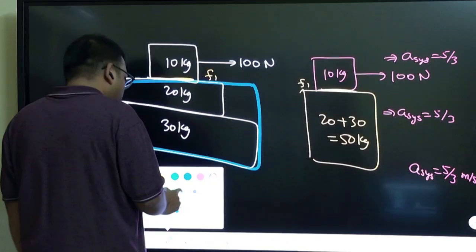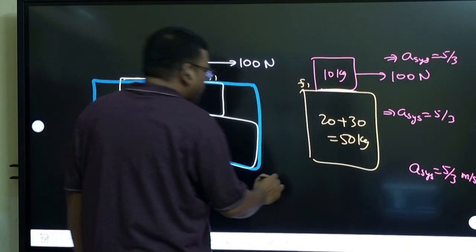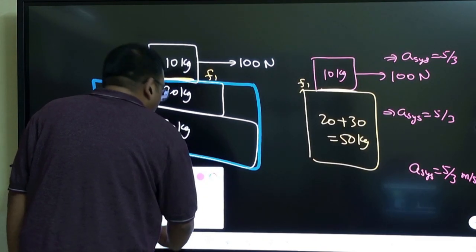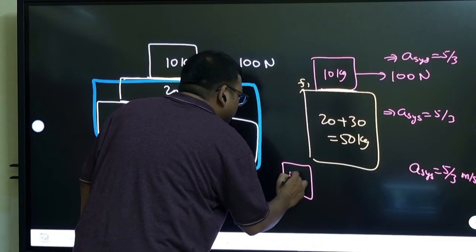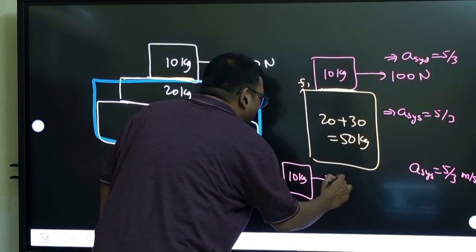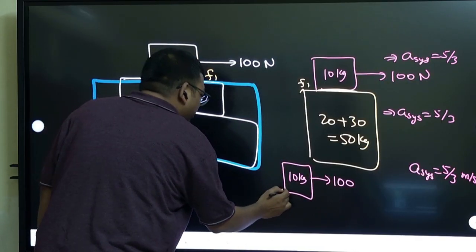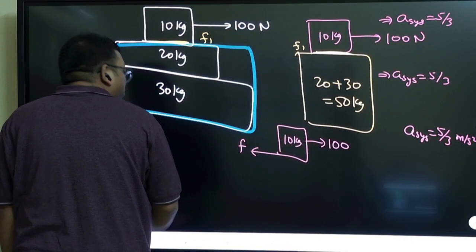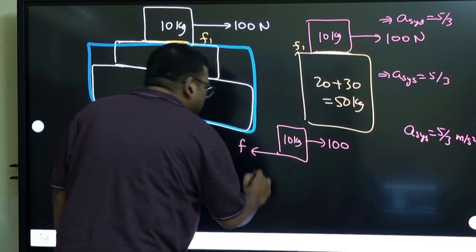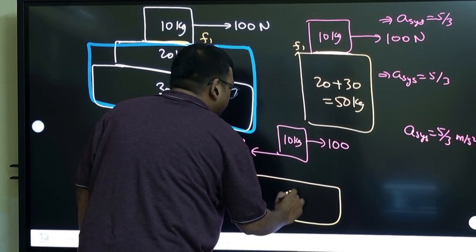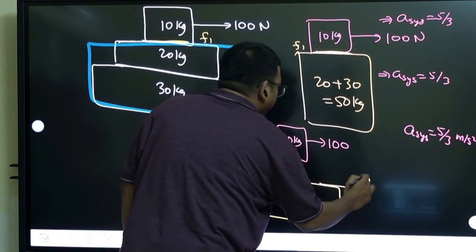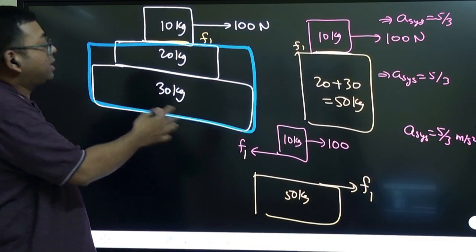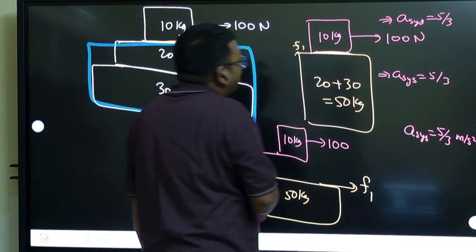Now let us do the free body diagram. The upper block is 10 kg. On this 10 kg, the 100 Newton force was acting, right? And friction must oppose this relative motion. And the lower block is a combination of these two, which is 50 kg. Here friction must act like this, the same friction F1. Now you apply the same logic, step 2, and calculate this friction first.